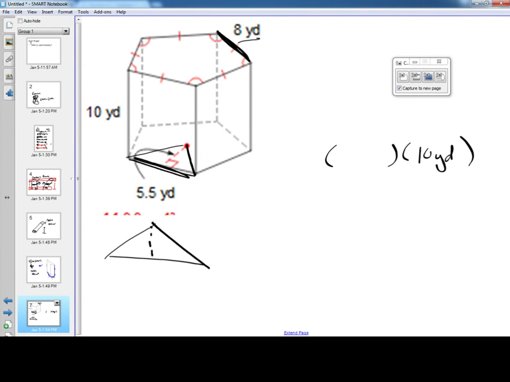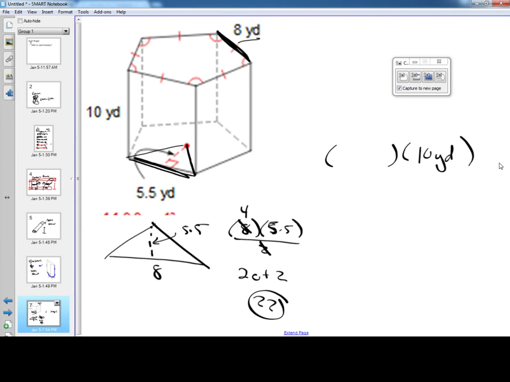So this is 5.5. The base is 8. So 5 times 8 is 40. Half of 4 is 4. So that is 44. And then I got to divide it by 2. So the base is 8, the height is 5.5, and I got to divide this by 2, don't I? Okay, so here's what happens. 2 goes into 8 4 times. 4 5s is 20. And then half of 4 is a 2. So the area of this triangle is 22. How many of those triangles are there? 5. So 5 times 22? 110. So 110 multiplied by the height. Boom.